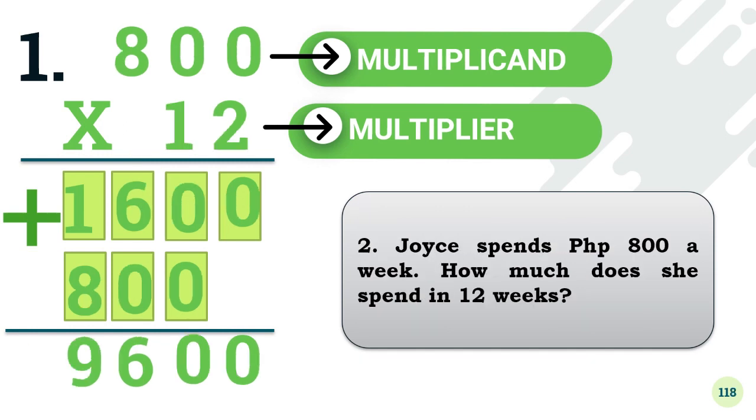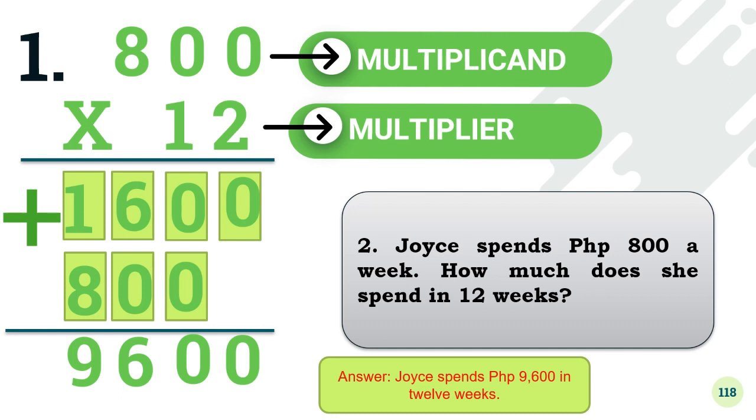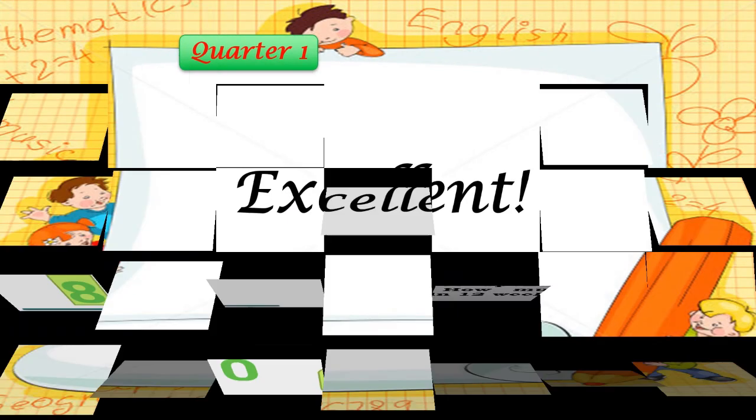Number 2. Joyce spends 800 pesos a week. How much does she spend in 12 weeks? 800 times 12 is 9,600. Therefore, Joyce spends 9,600 pesos in 12 weeks. Did you get the correct answer?